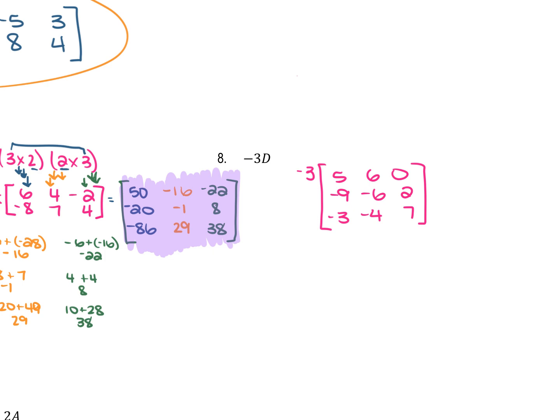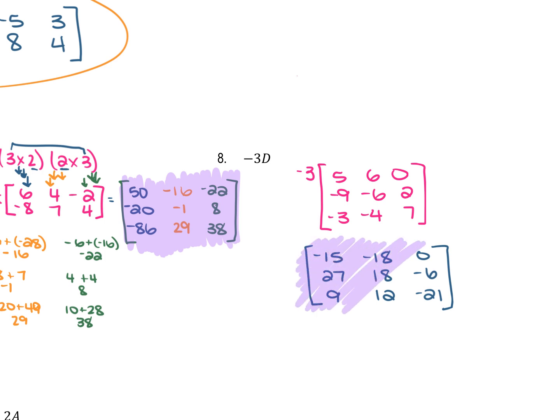So -3 times 5 gives us -15. -3 times 6 is -18. -3 times 0 is 0. -3 times -9 is 27. -3 times -6 is +18. -3 times 2 is -6. -3 times -3 is +9. -3 times -4 is +12. And -3 times 7 is -21. So this one is super simple. And it gives you your answer.